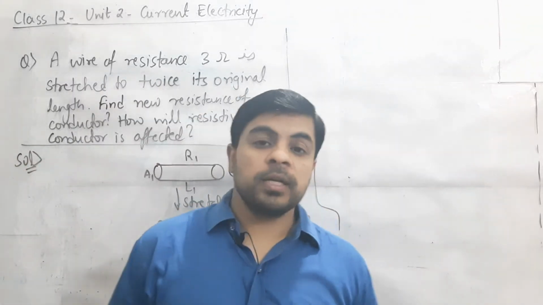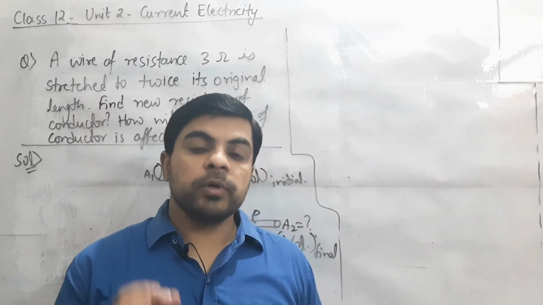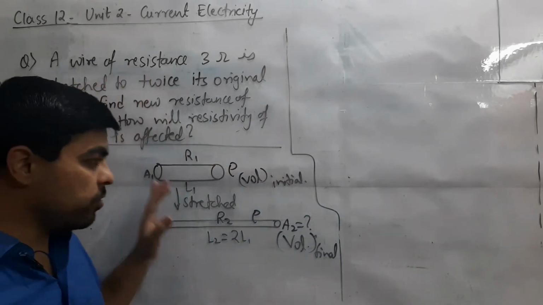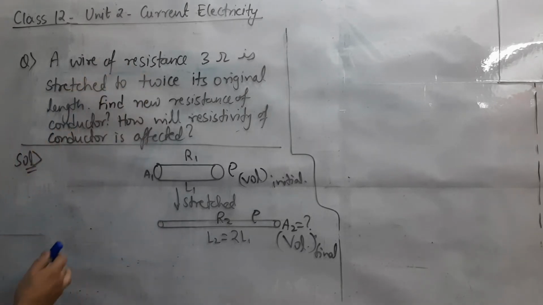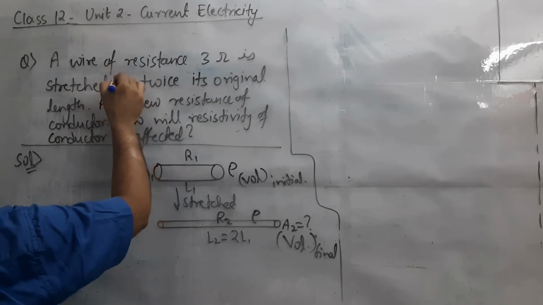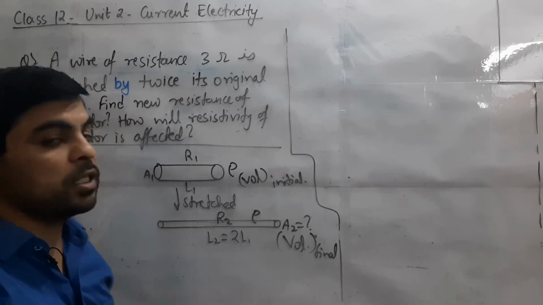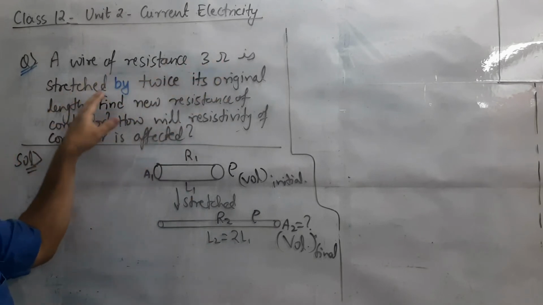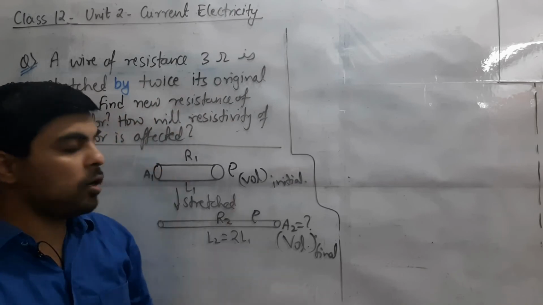As we know, language is very important, especially in numericals, so we have to take care of the keywords also. In relation to that, the question which we have already discussed can be changed easily by changing a simple word. In place of 'to', I am writing 'by', and now it is a new question because of the change in only one word. So a wire of resistance 3 ohm is stretched by twice its original length. Find the new resistance of the conductor and how the resistivity will be affected.